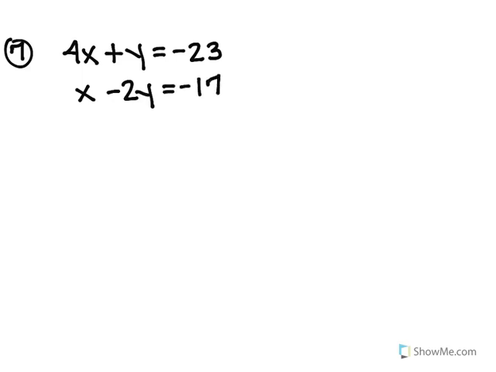Next elimination example. 4x plus y equals negative 23. And then x minus 2y equals negative 17.